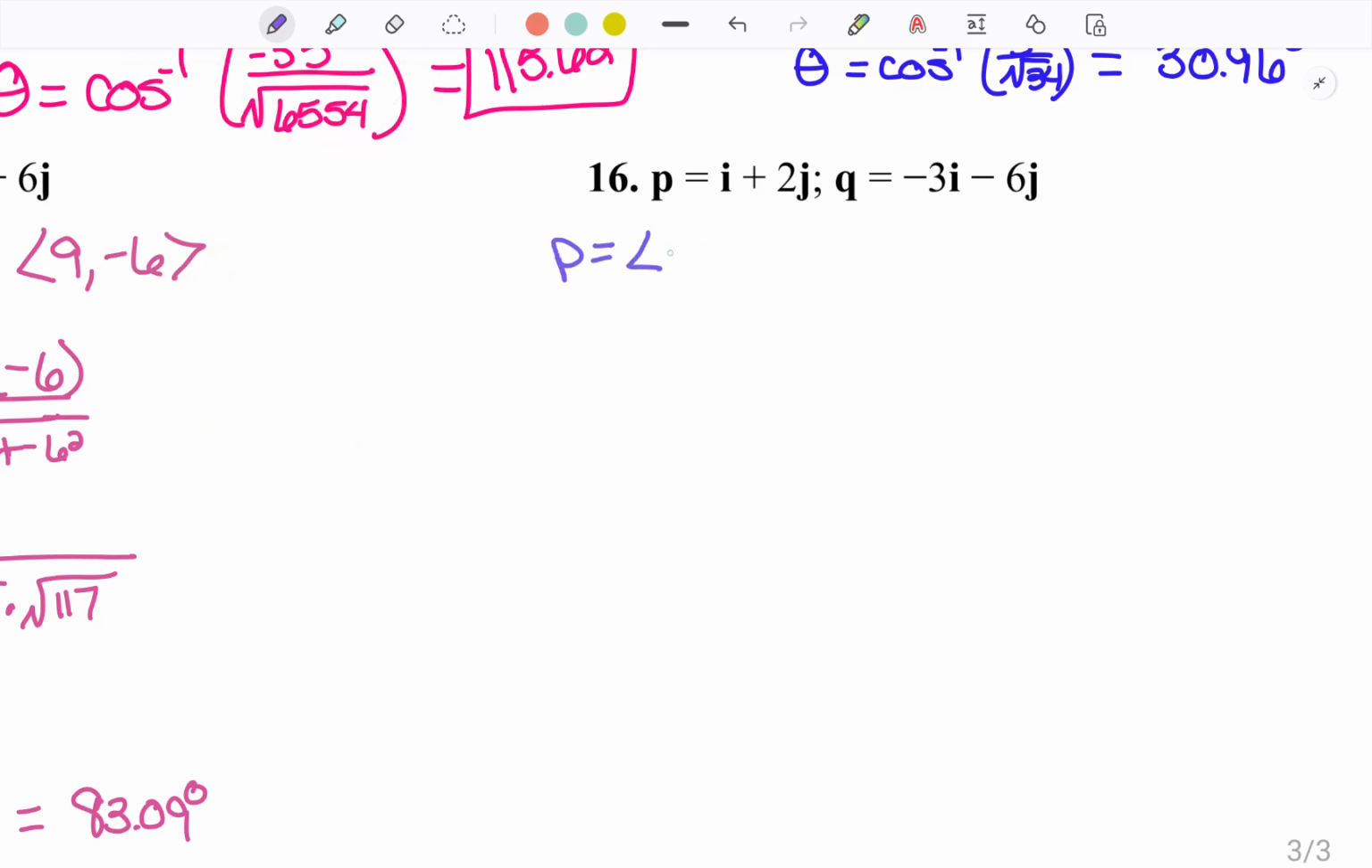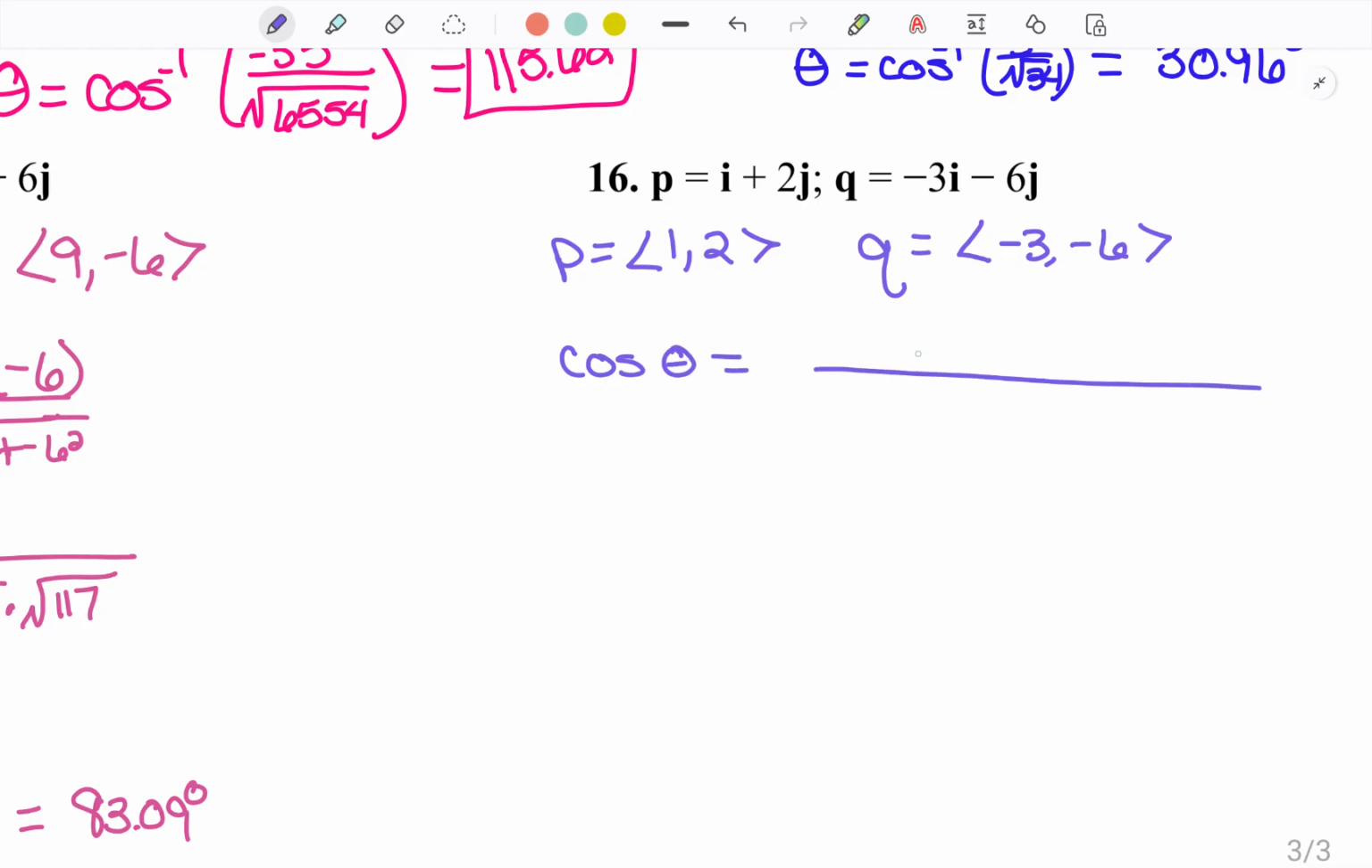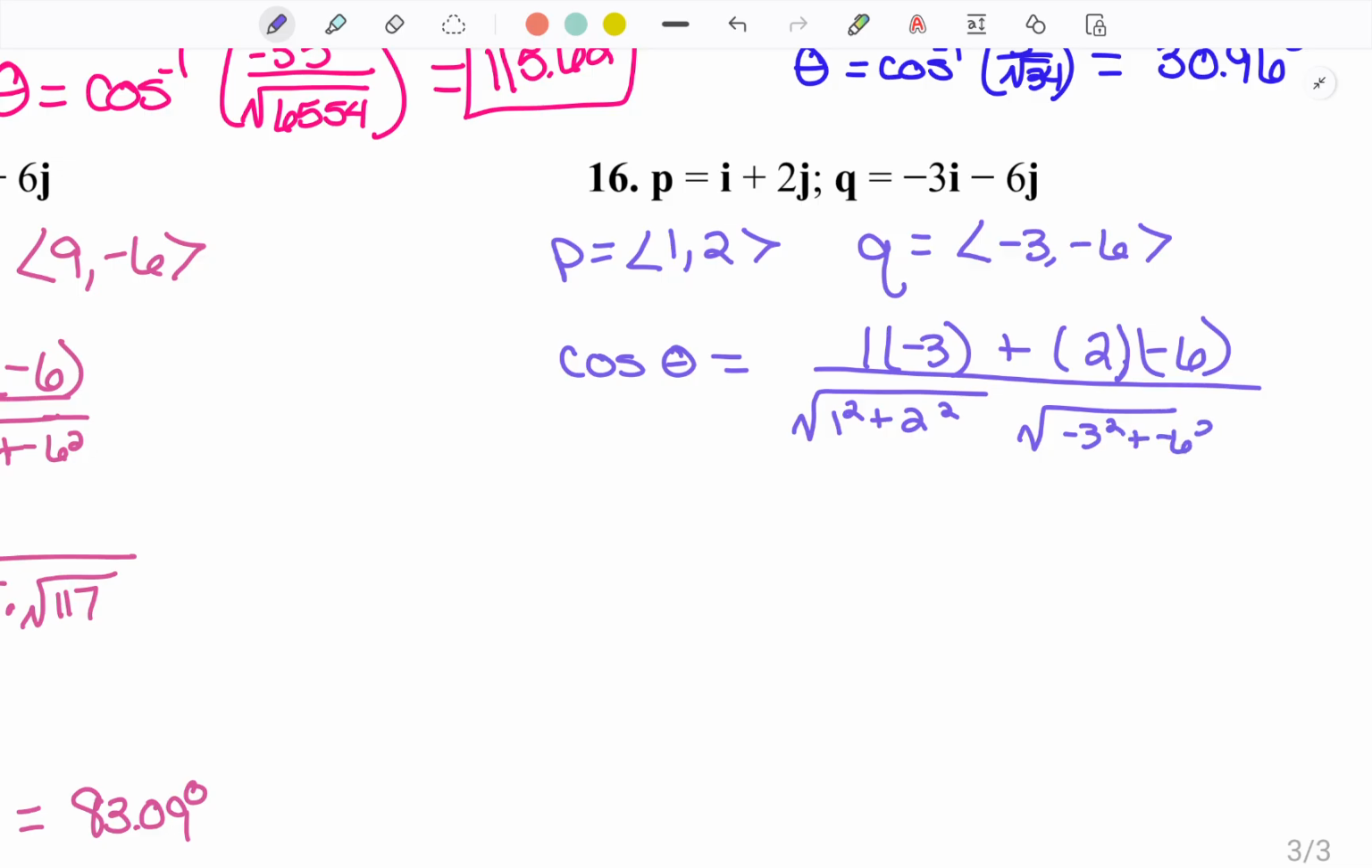And then for 16, p in component form is <1, 2>. q is <-3, -6>. And then we'll have cosine theta equals 1 times -3 plus 2 times -6, over the square root of 1 squared plus 2 squared times the square root of -3 squared plus -6 squared.